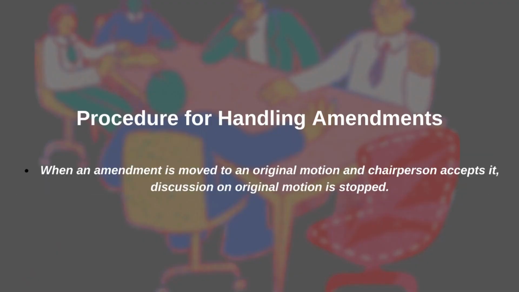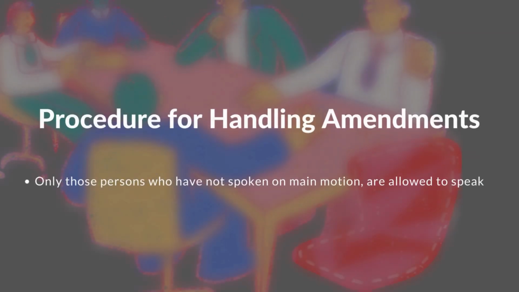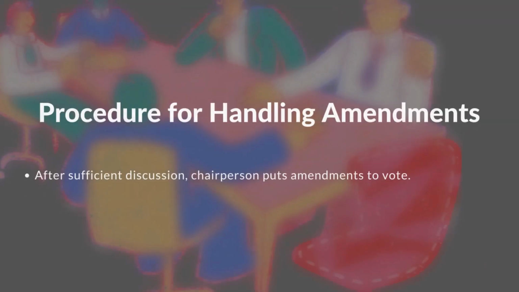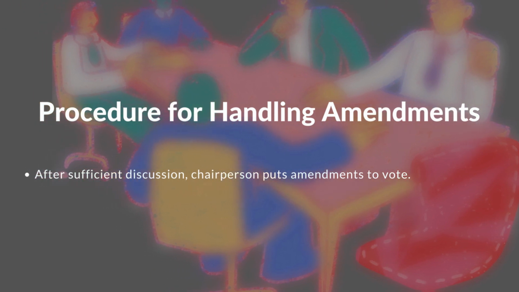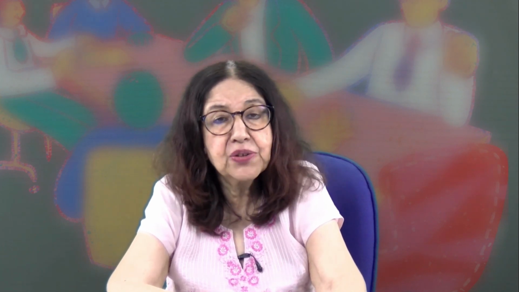Now, how do you handle amendments? When an amendment is moved to an original motion, the chairperson has to accept it and the discussion on the original motion is stopped. Okay? And discussion on the amendment takes place. Mostly, though it is not always the case, only persons who have not spoken on the main motion are allowed to speak, though nowadays others can also speak. And after sufficient discussion, the chairperson puts the amendments to vote. If the amendment is carried, it is incorporated in the main motion. If it is defeated, then the discussion on the original motion is revived. So I hope that is clear.